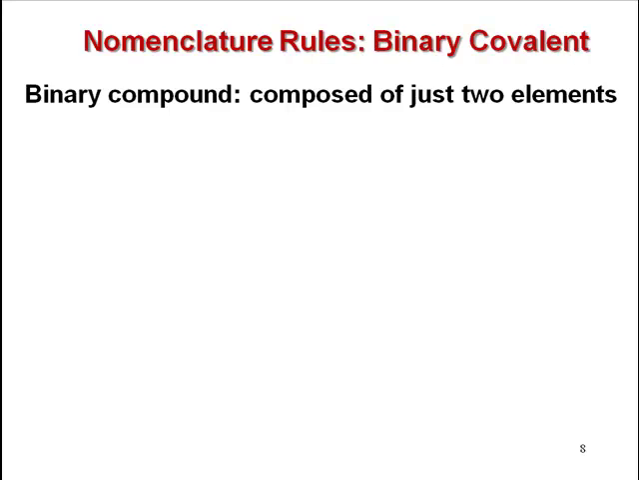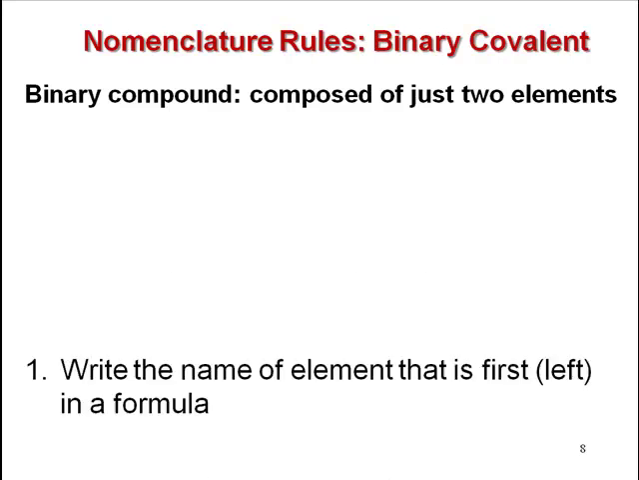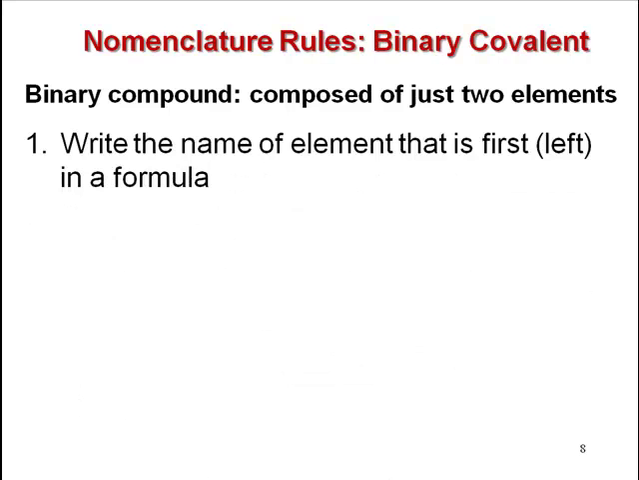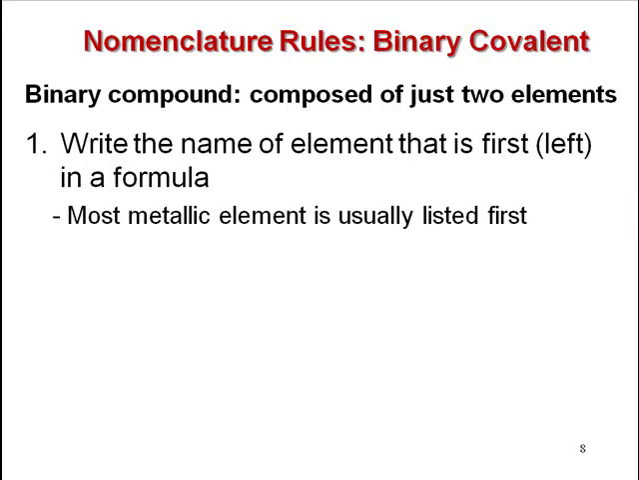So binary compounds. A binary compound is composed of just two elements. Binary means there's two elements. To write the name of a binary covalent molecule, you write the name of the element that is first, that is on the left side of the formula. The most metallic element is usually listed first. It's not going to be a metal, but it's the one to the left of the periodic table.